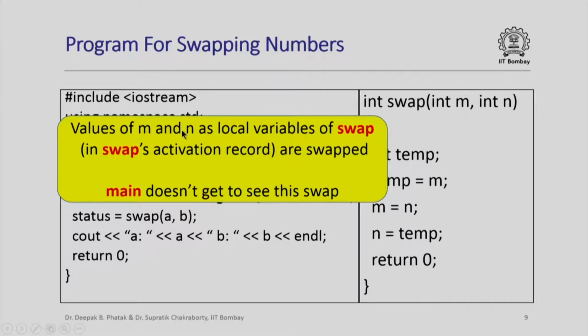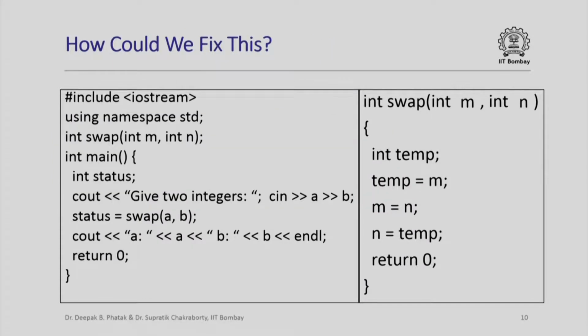So values of m and n as local variables of swap are swapped, but we can't get to see this when we get back to main because that entire activation record for swap in which its local variables were stored and swapped is now lost when swap returns to main. So how could we fix this?